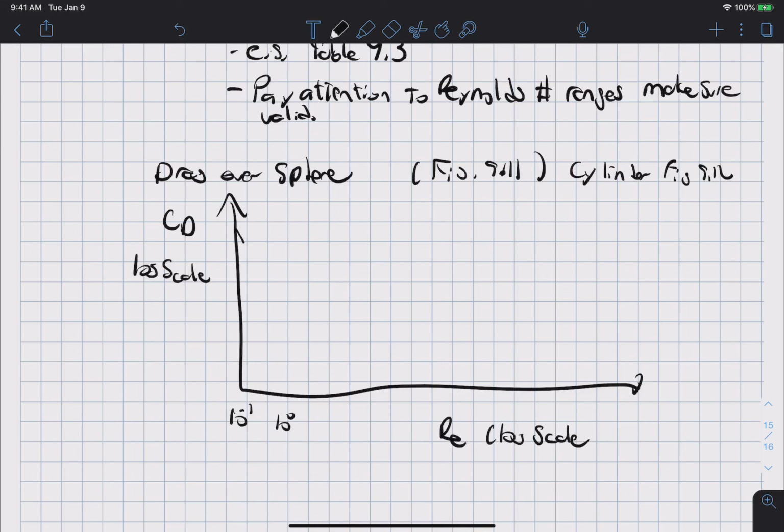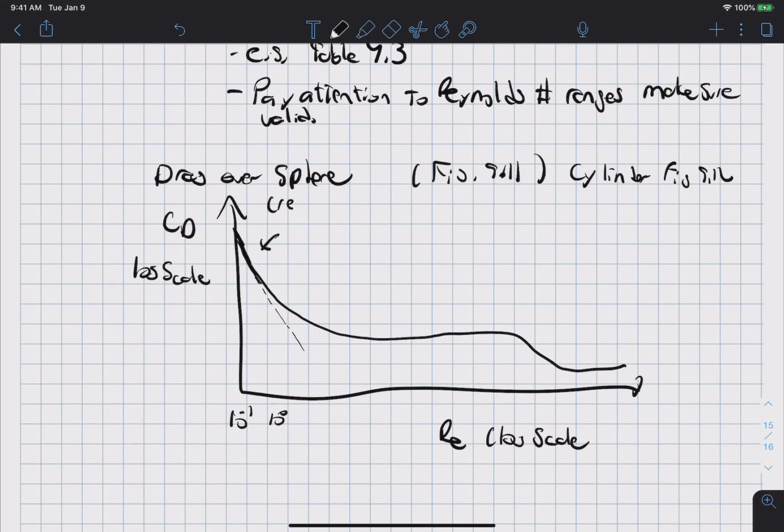Okay, and the drag coefficient for a sphere is not constant. It's a strong function of the Reynolds number, and it looks something like this. Okay, and in this region here, where it is roughly a straight line up to a Reynolds number of about 1, this is called creeping flow.